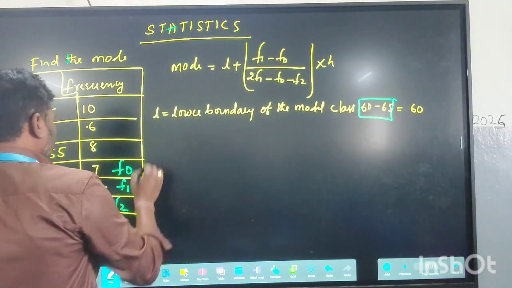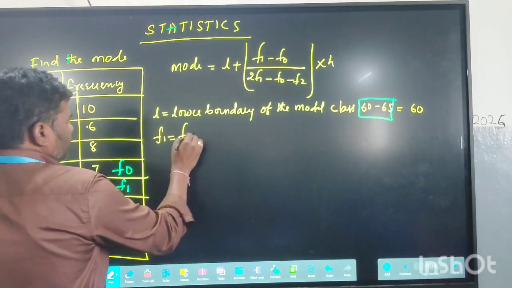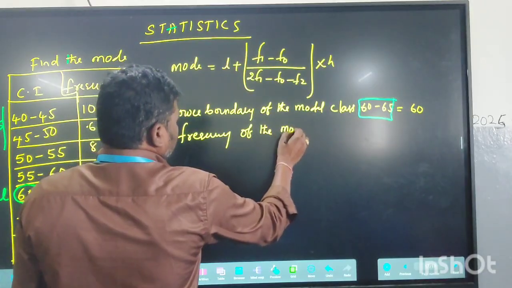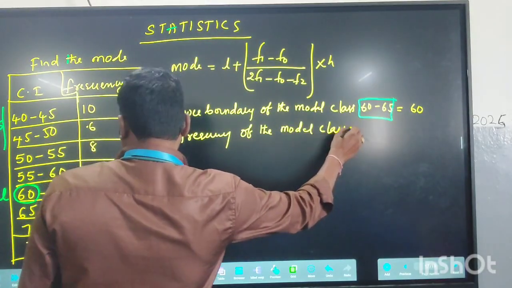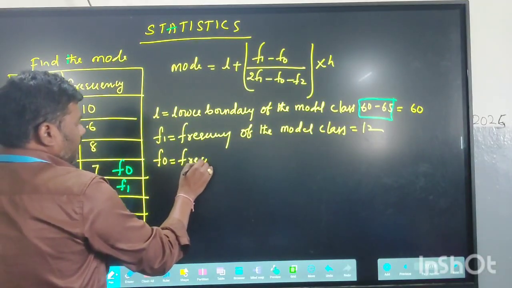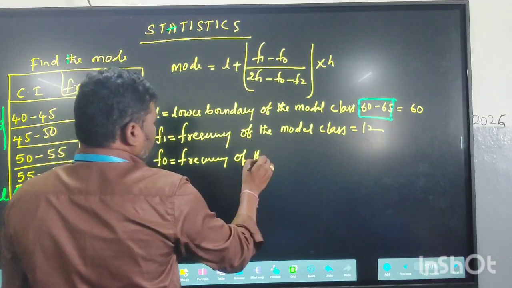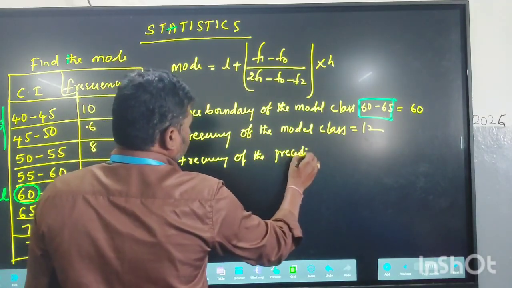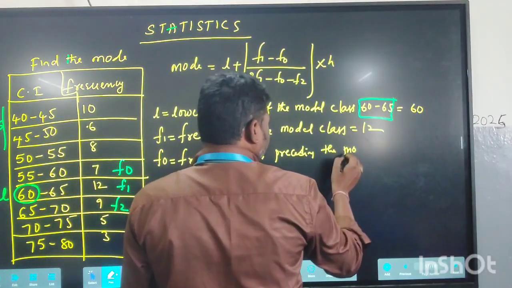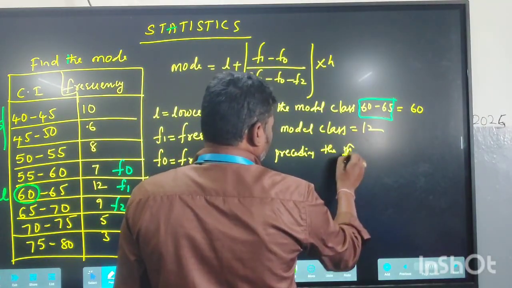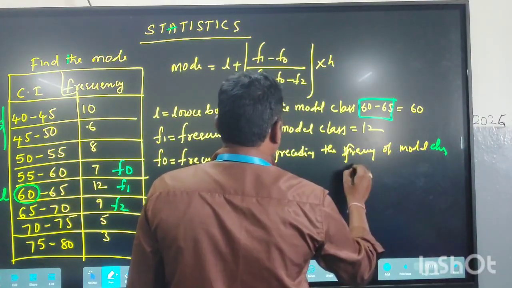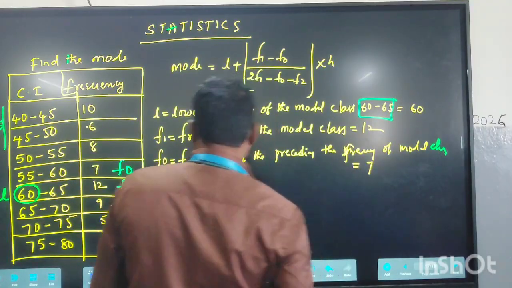Okay. Next one, F1 equals what? Frequency of the model class. Frequency of the model class equals 12. F0 is the frequency of the class preceding the model class. Frequency of the model class preceding, that equals F0 equals 7.